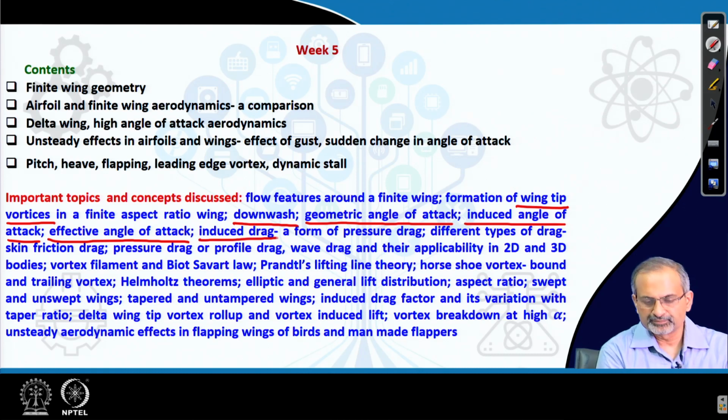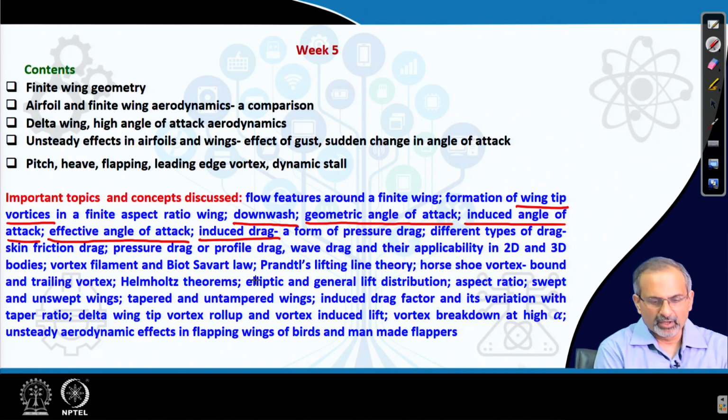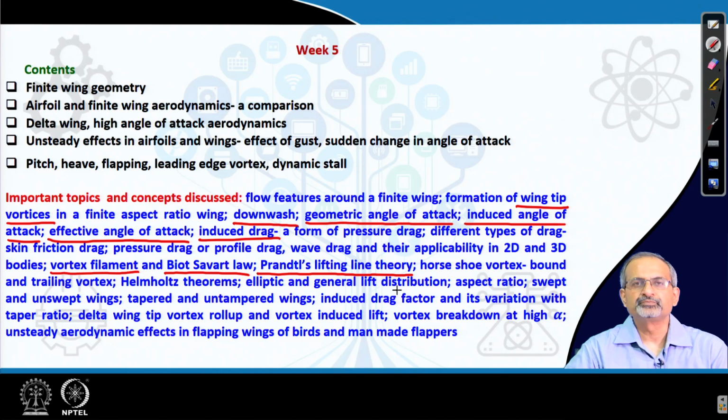We looked at induced drag, which is essentially a form of the pressure drag, and different types of drag were revisited in the form of skin friction, pressure or profile drag, wave drag, and how they apply on 2D and 3D bodies. We looked at vortex filament and the Biot-Savart law, which was introduced in this chapter in the context of finite wings. And based on that, the Prandtl lifting line theory was understood.